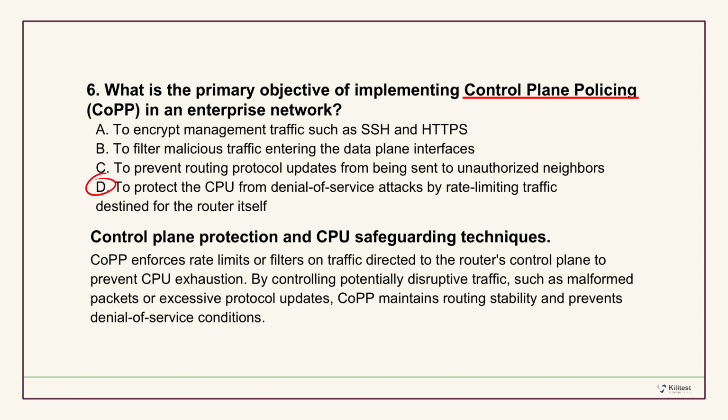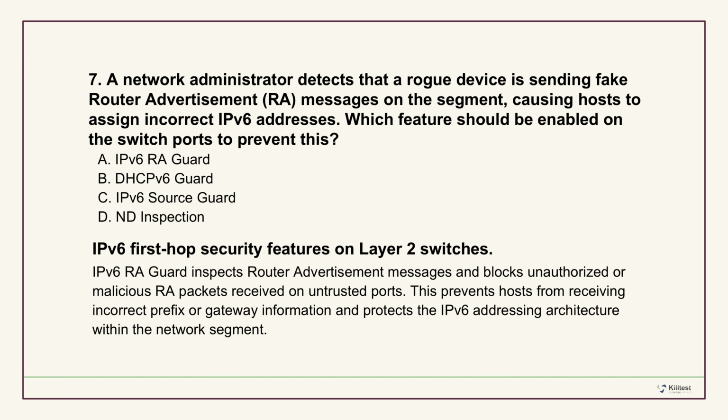It guarantees that even under a heavy attack, the routing protocols stay up and you can still manage the device. Resilience is everything. Speaking of protection, let's look at IPv6 RA, router advertisement messages, for hosts to figure out their network prefix and gateway. So if a rogue device starts sending fake RAs, it can break connectivity for the whole network segment. And the layer 2 switch feature you need for that first top security problem is IPv6 RA guard.